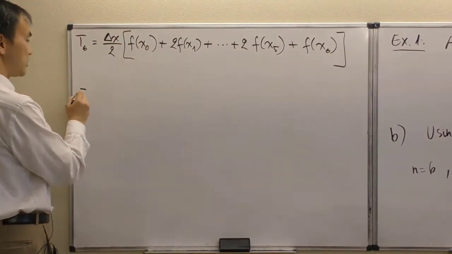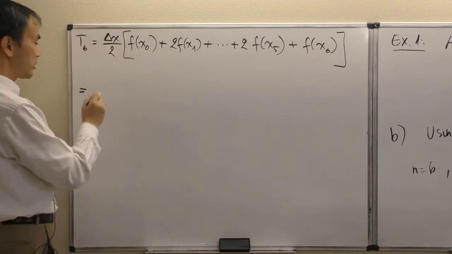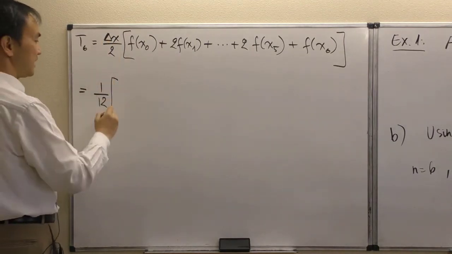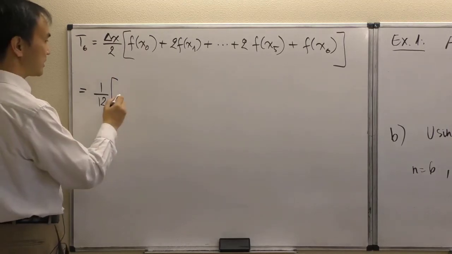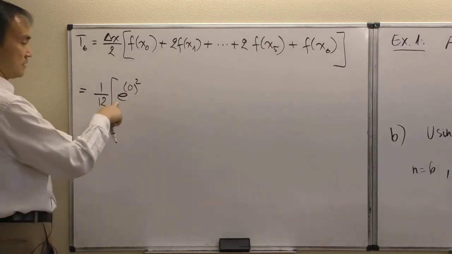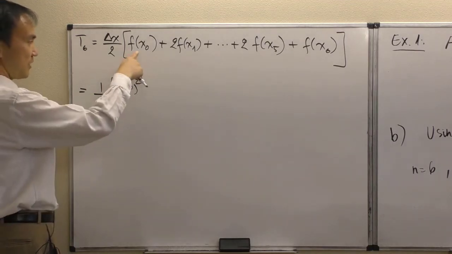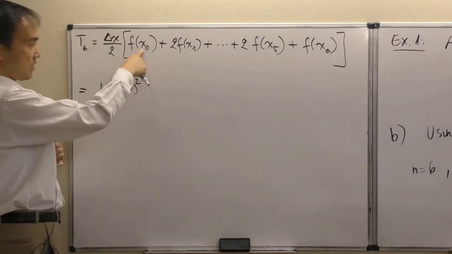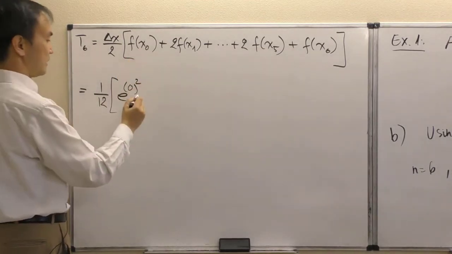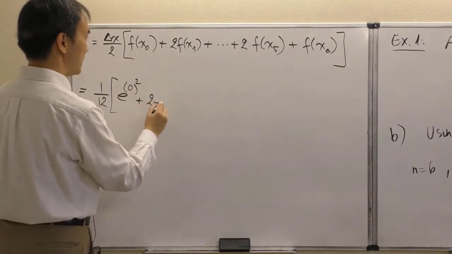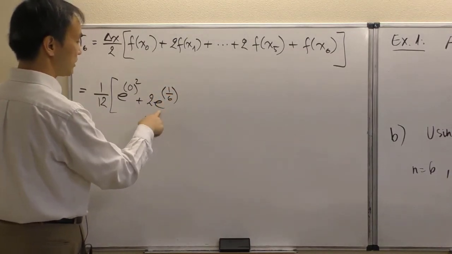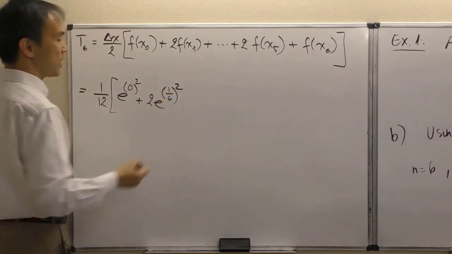So that means we're looking at a 1/6 but over 2, so it gives me a 1/12. And then the function, we already knew the function, so it's e to the 0 squared. That's with coefficient 1, so that's f of x0. x0 in this case, according to our chart previously, is 0. And then 2 times f of x1. So x1 is a 1/6. So 2 times e to the 1/6 squared like that.